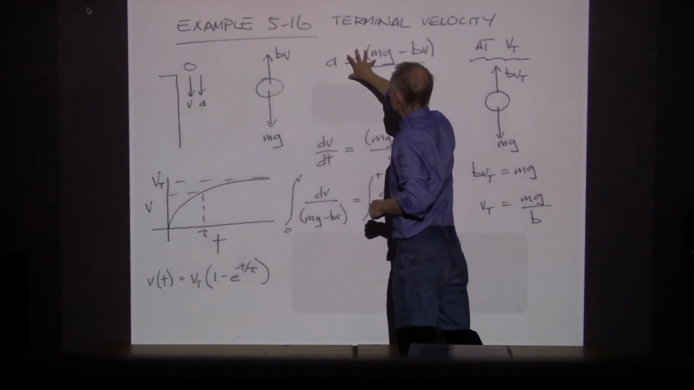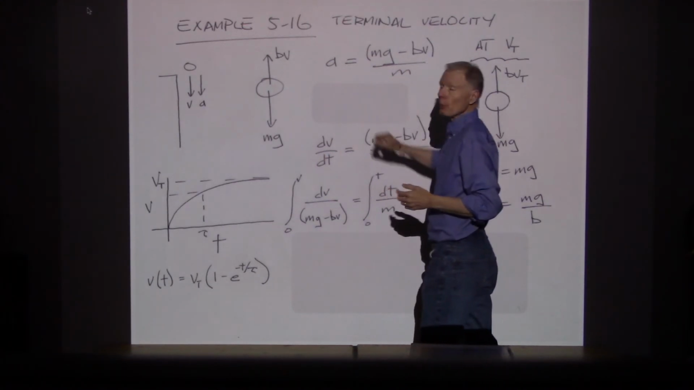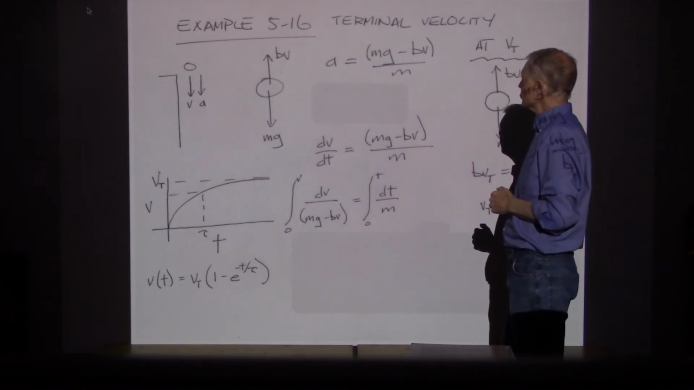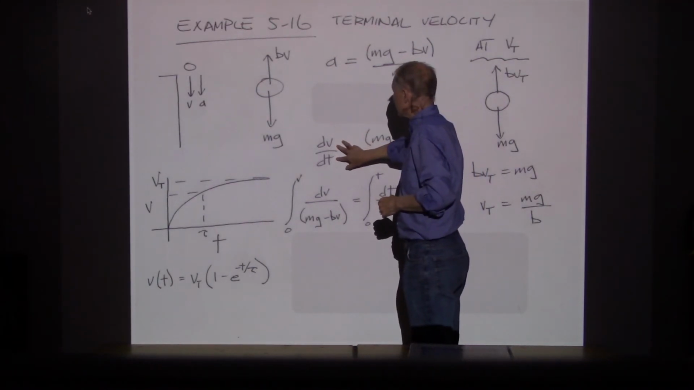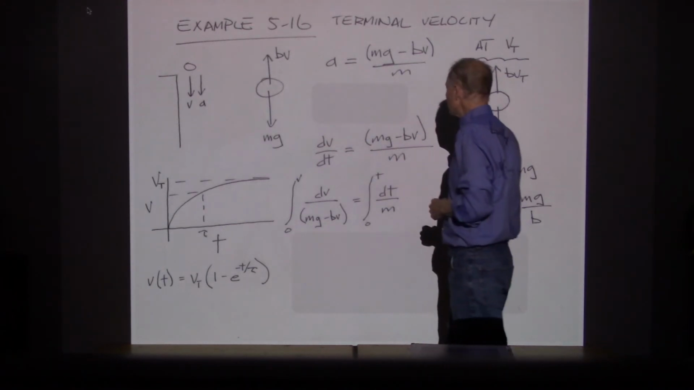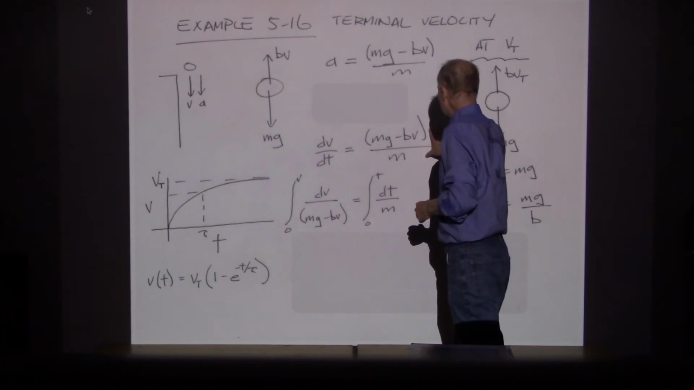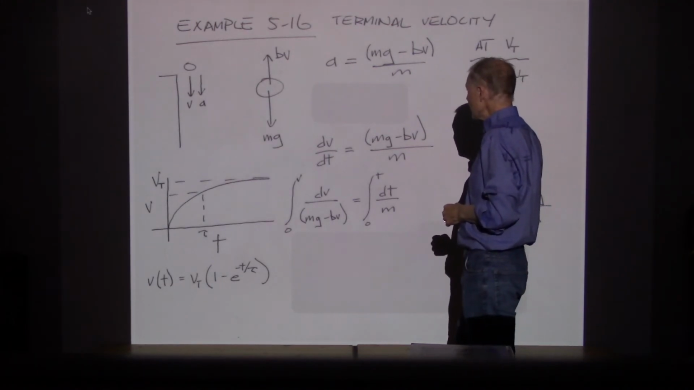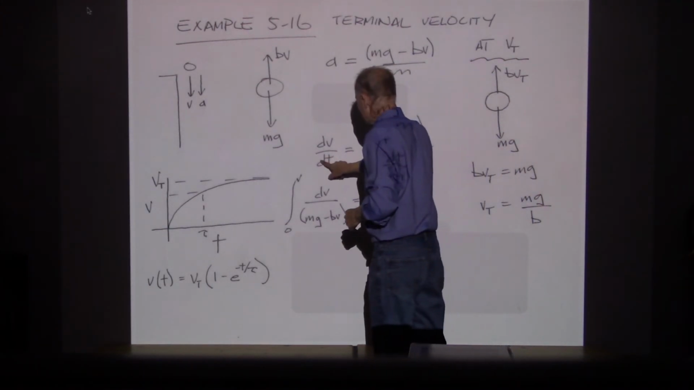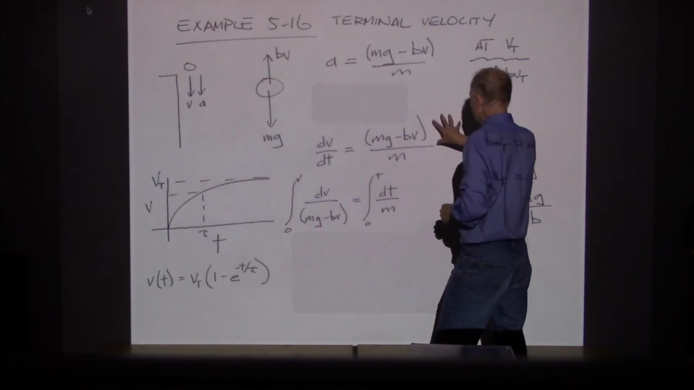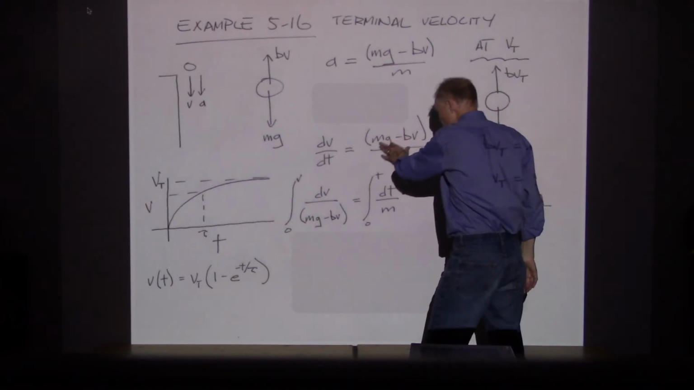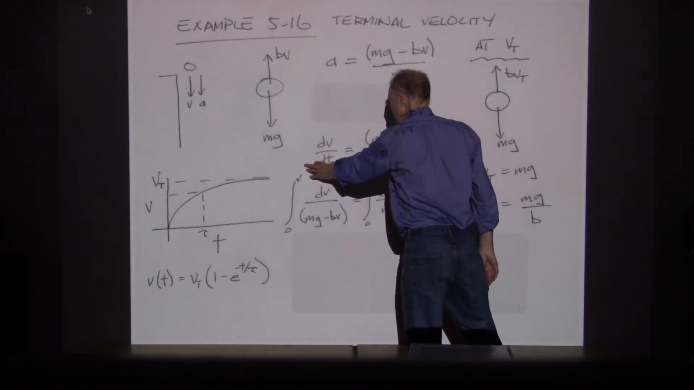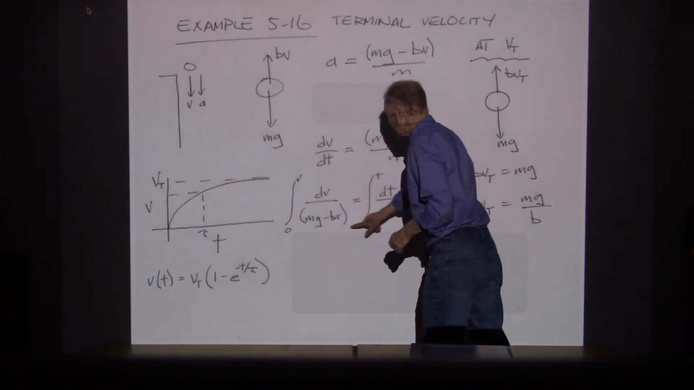Now, if you remember from calculus and from physics, what we looked at back in chapters 2 and 3, the acceleration can be mathematically represented as dv/dt, the time derivative of velocity. So I've set that equal. And then the next step would be to take the dt and move it to the right side, take the mg minus bv and move that to the denominator on the left side, and that's what I've done in this step.